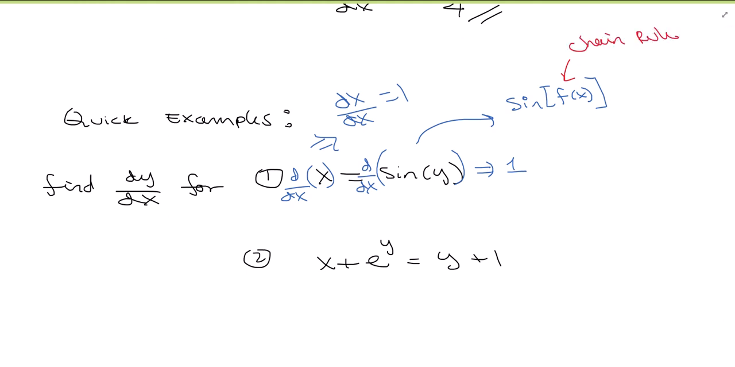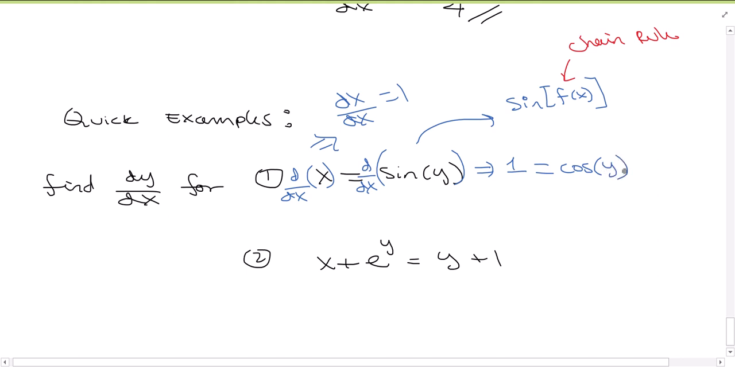So the derivative of sine of y then will be the derivative of sine is cosine of the inside left alone, so cosine of y left alone times the derivative of the inside. What's the derivative of y with respect to x? The derivative of y with respect to x is just dy dx. And so that will be our derivative. So I have 1 equals cosine of y times dy dx.